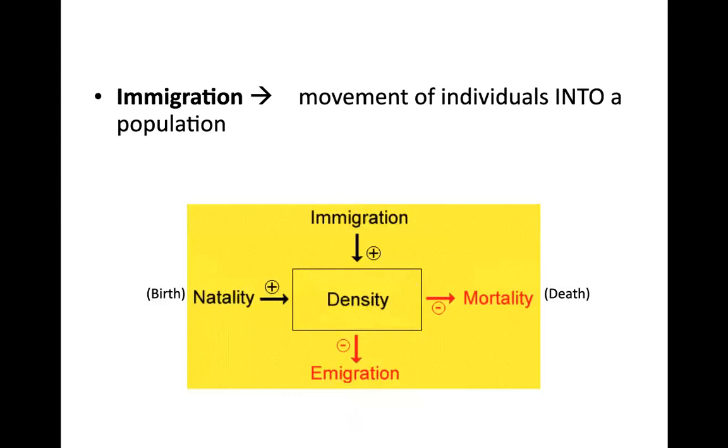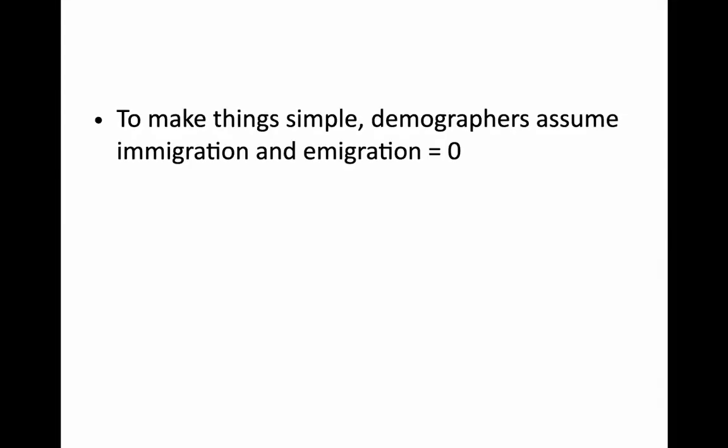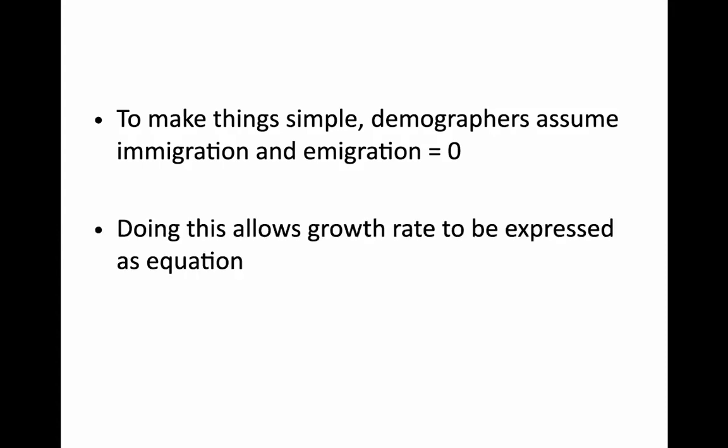As I said, immigration is moving into a population. Emigration is out. To make things simple, demographers usually assume that emigration and immigration are 0. Doing this allows growth rate to be expressed as an equation, which is represented by birth rate minus the death rate is equal to the growth rate.